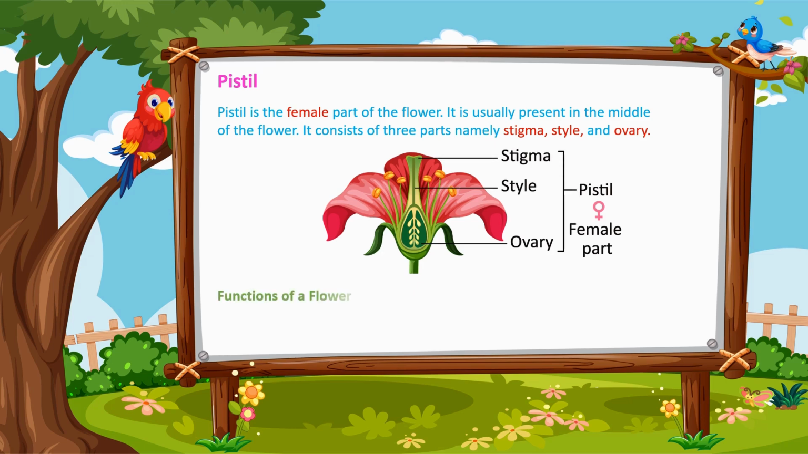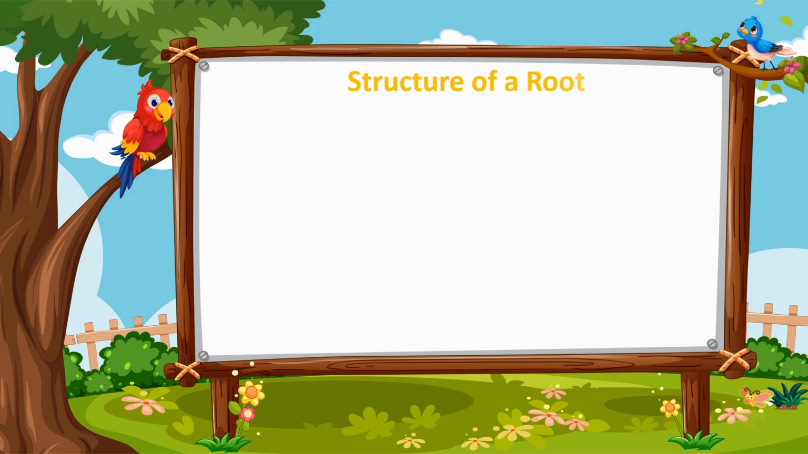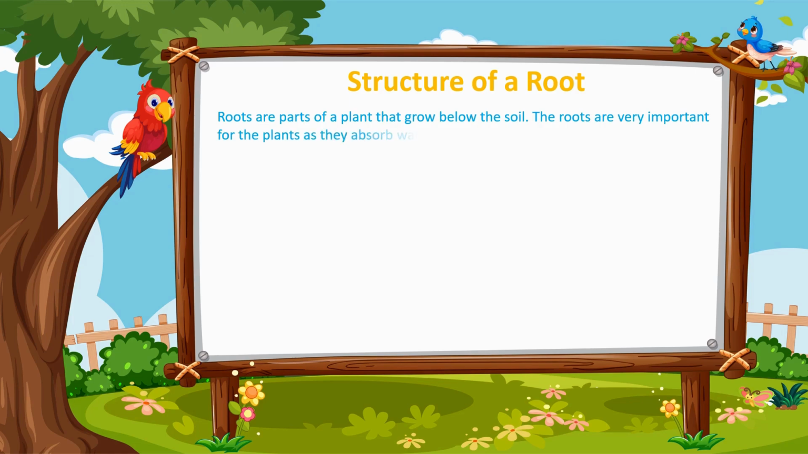Functions of a flower. A flower helps in reproduction. They attract insects for pollination. Structure of a root. Roots are parts of a plant that grow below the soil. The roots are very important for the plants as they absorb water and minerals from the soil.